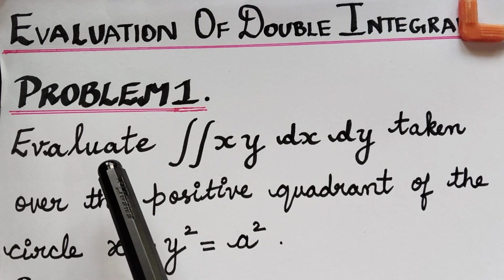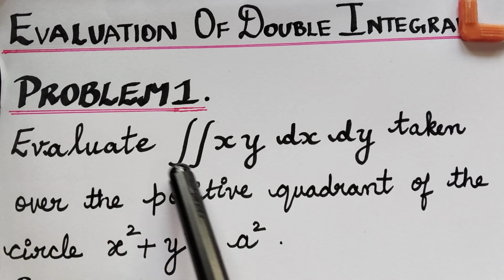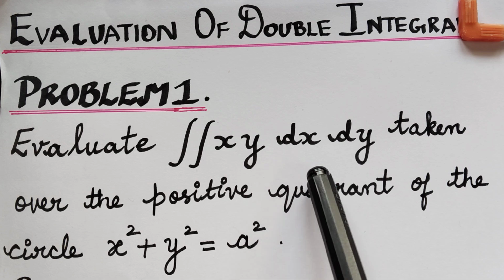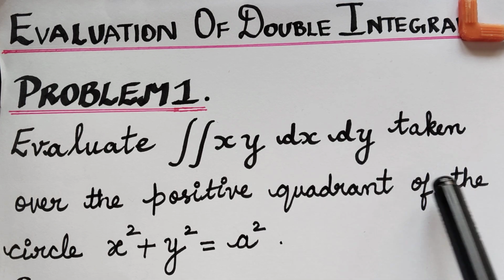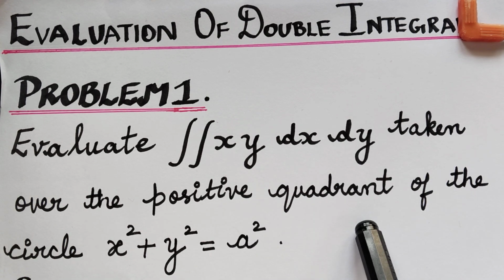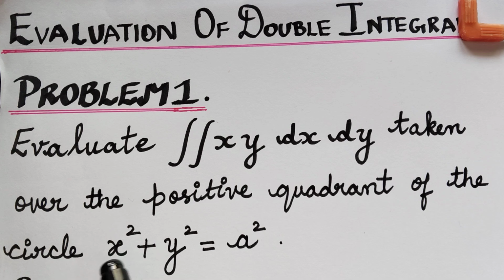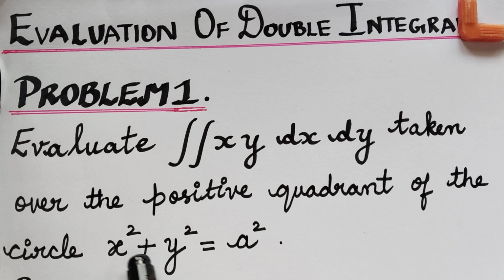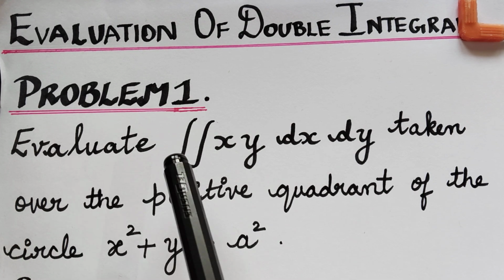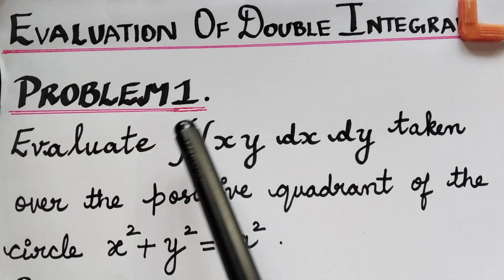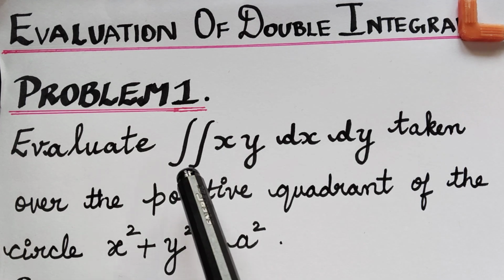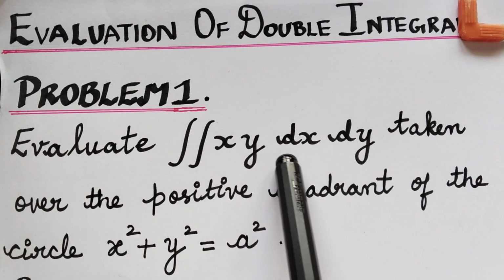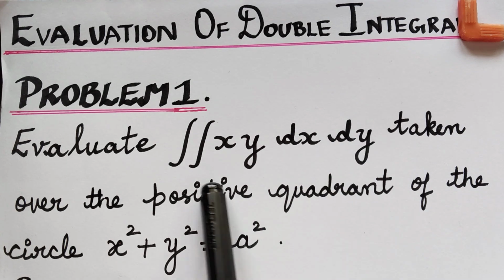integrate it. So the question here is evaluate double integral xy dx dy taken over the positive quadrant of the circle x square plus y square is equal to a square. So now here the region of integration is given using which we have to evaluate the limits of this integral. And after that, applying the limits, we have to integrate the given integral.